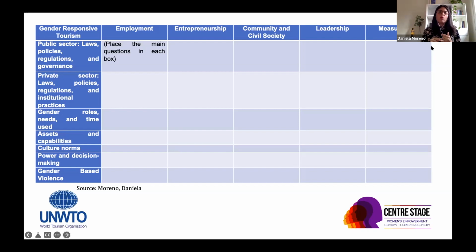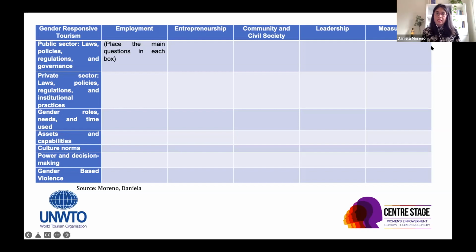So we need to review the laws, the policies, and for sure all kinds of regulations in terms of working conditions and entrepreneurship, how the public sector works with community and civil society, and to what extent, for example, laws promote leadership or the promotion of women in leadership positions. All these issues we have to analyze when we are covering the public sector, the first domain.